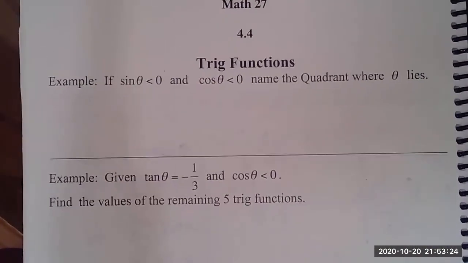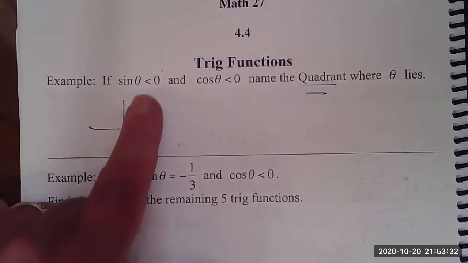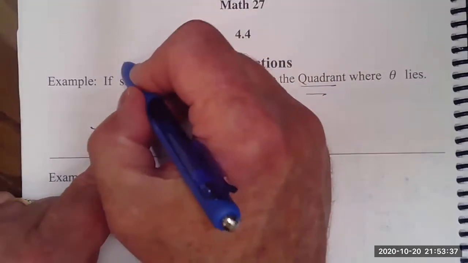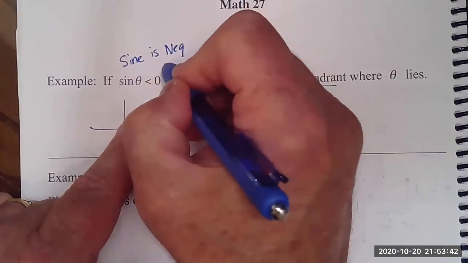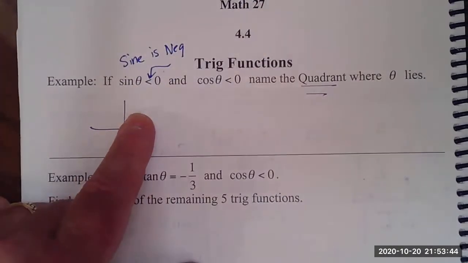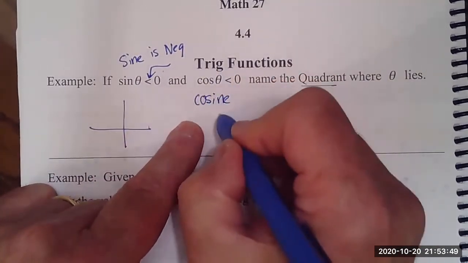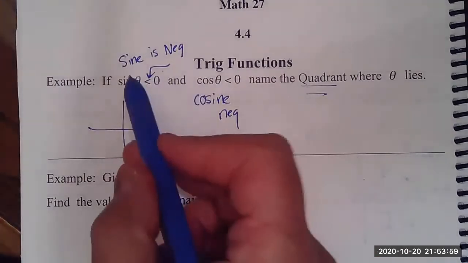And the next problem I'm going to take a look at is we just want to know what quadrant it lies in right here. What's the quadrant? What this says is sine less than 0 means sine is negative. Less than 0 means it's negative. And this one here says cosine is negative as well. So which quadrants would it be that sine is negative and cosine is negative at the same time?